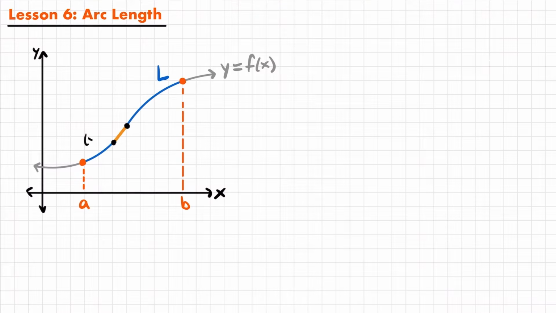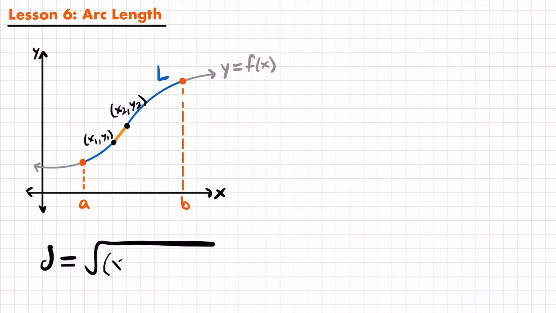So if this point is x sub 1 comma y sub 1, and this point is x sub 2 comma y sub 2, then the distance between those points, or the length of this line segment, would be the following. The distance is equal to the square root of (x sub 2 minus x sub 1) squared plus (y sub 2 minus y sub 1) squared. This is the distance formula that you most likely learned in algebra that allowed you to find the distance between 2 points or the length of a line segment.